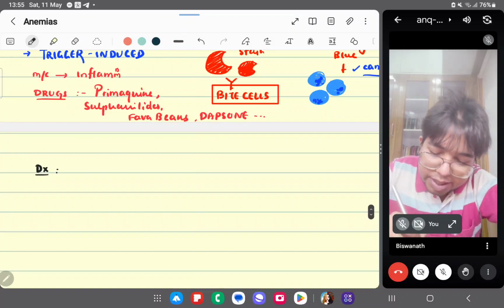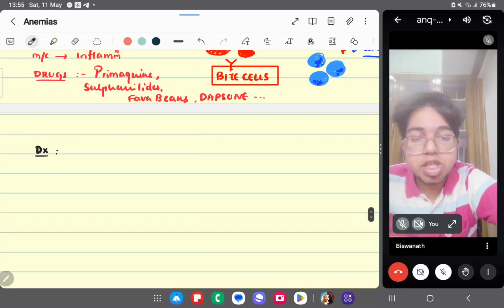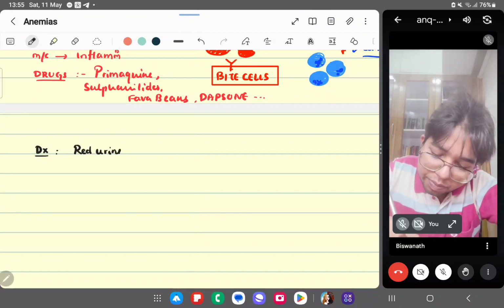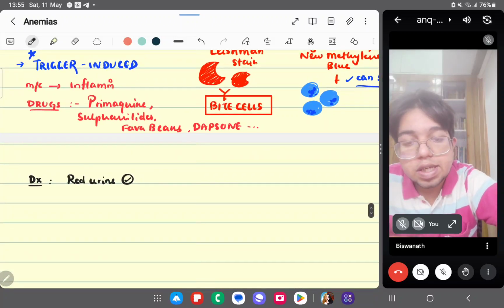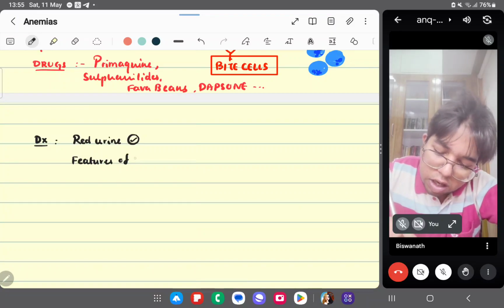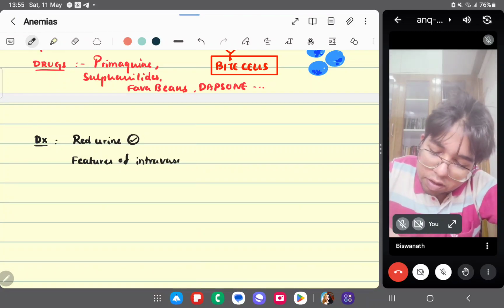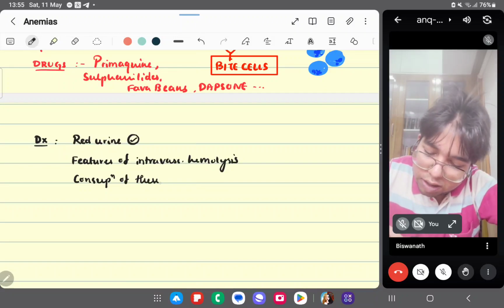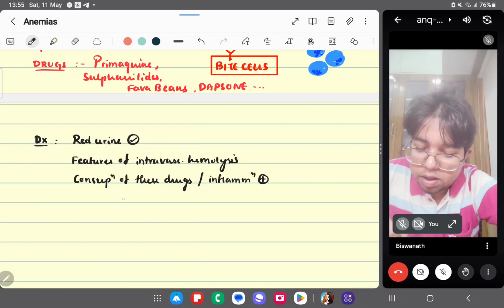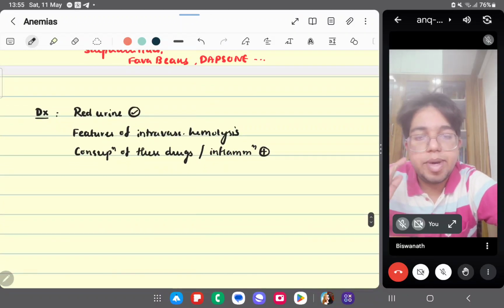So diagnosis is basically a person will come to you with any inflammation and hematuria will be present. Of course, red urine will be there. All the features of intravascular hemolysis will be there, plus consumption of these drugs, or inflammation present. So you can think of this condition. It will be like that.